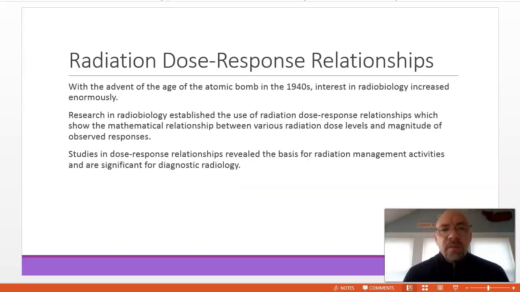In this lecture, we're going to be talking about radiation dose-response relationships, or dose curves. And these are really easy once you get to understand them. There's a little bit of memorization, but it's really understanding the mathematical relationship between dose and a response within the body. Now, all of this has been the result of us studying radiation and radiobiology ever since we've had atomic weapons back in the 1940s.